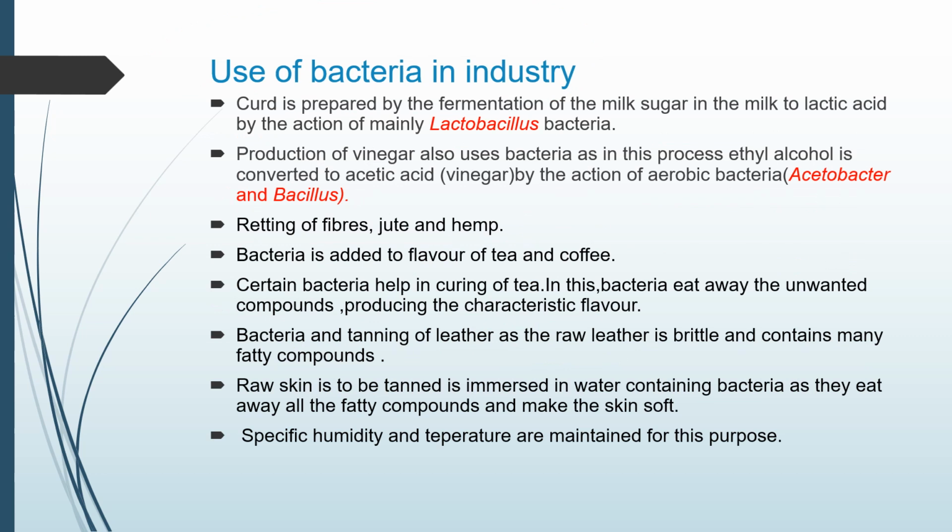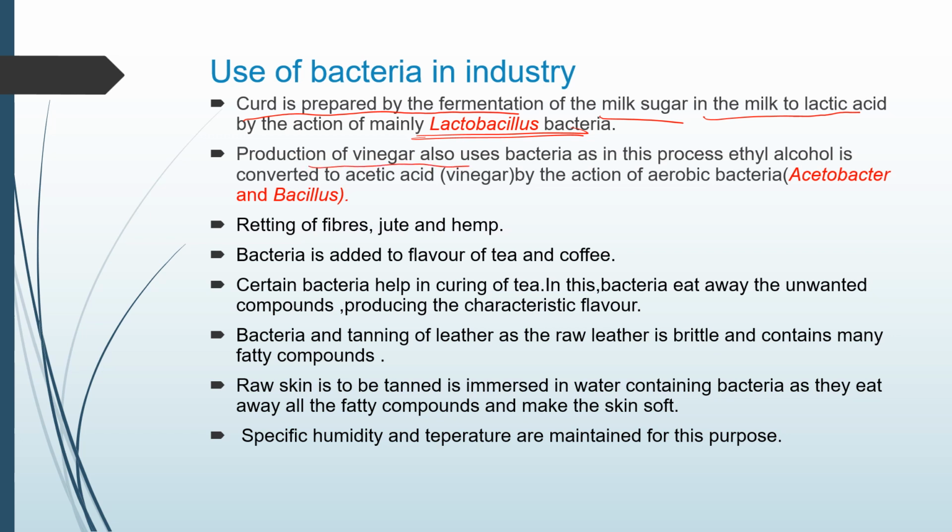Now next, how we use bacteria in industry. The first one was in agriculture; now next is use in industry. Curd is prepared by fermentation of the milk sugar in the milk into lactic acid. With the help of what? With the help of lactobacillus, in industry we get curd by this process. The milk sugar is converted into lactic acid by lactobacillus bacteria.